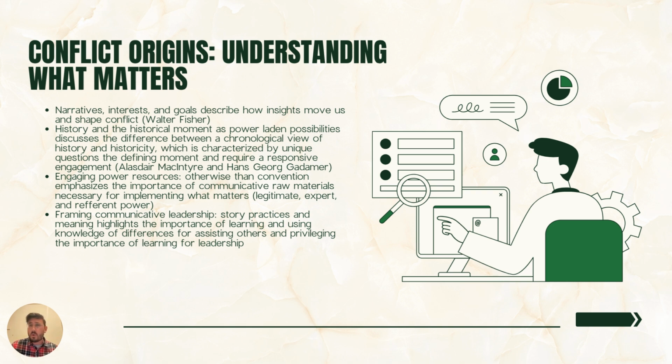So this could be a moral leader. This could be someone that people look up to in a community, right? Those kinds of people. Then the chapter ends with this idea of framing communicative leadership with the work of Gail T. Fairhurst and others. And this kind of emphasis really works around story practices and meaning.